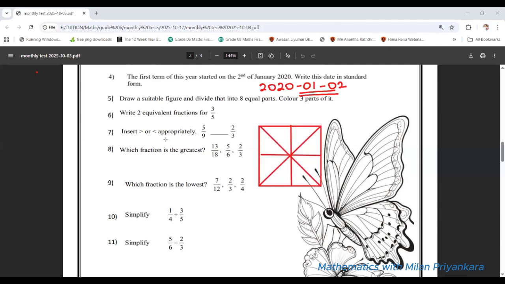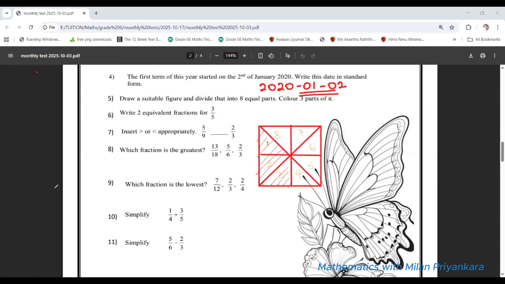Now, this is 8 parts. And then you have to color 3 parts. So I will color like this. 1, 2, 3. You have to color 3 parts. Now here, you can see that there are 8 parts. I'll write the numbers so that you can easily see, but you do not have to write that in the exam. 1, 2, 3, 4, 5, 6, 7, 8.